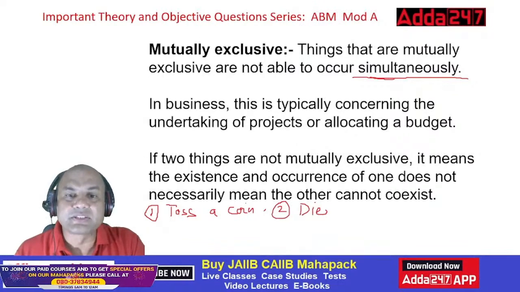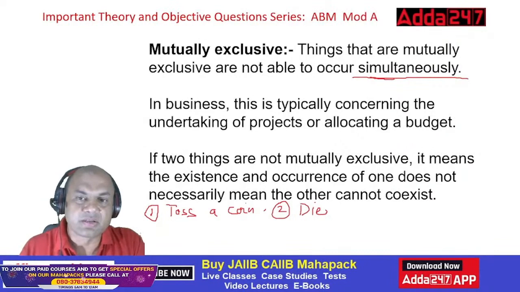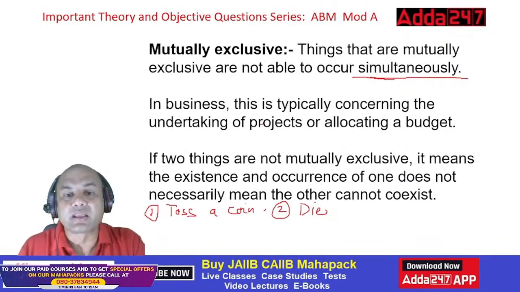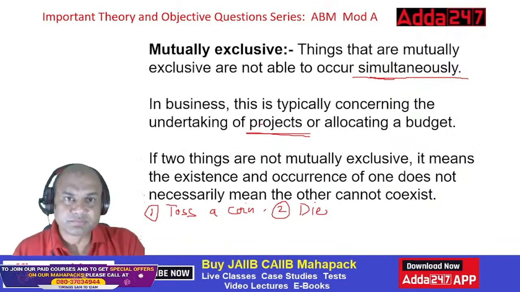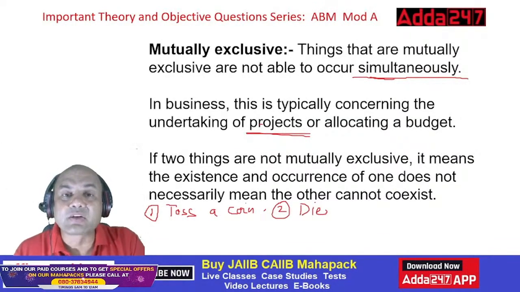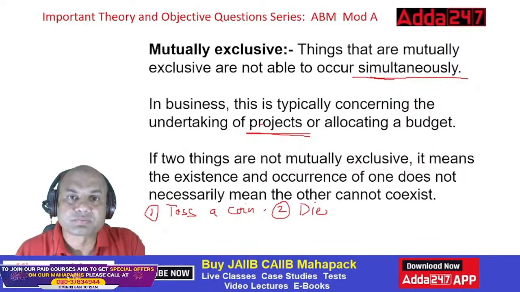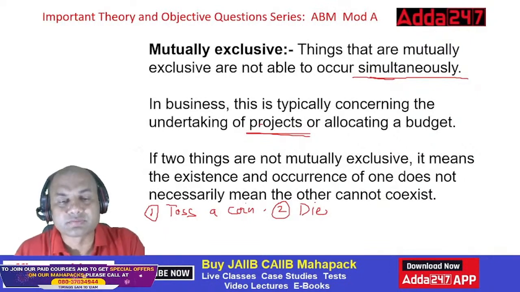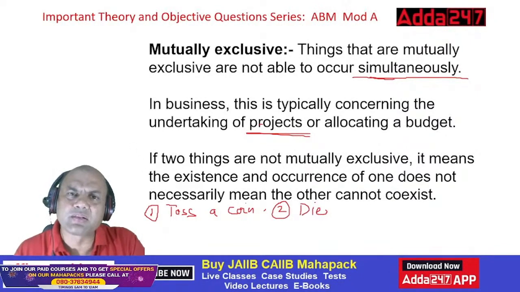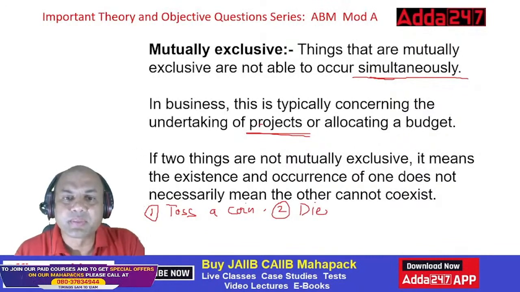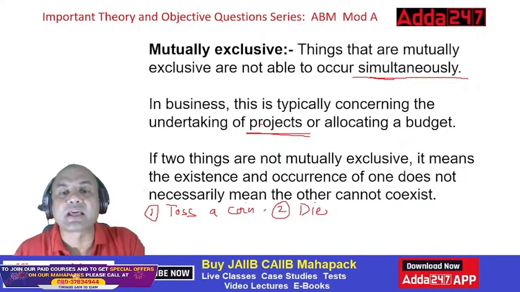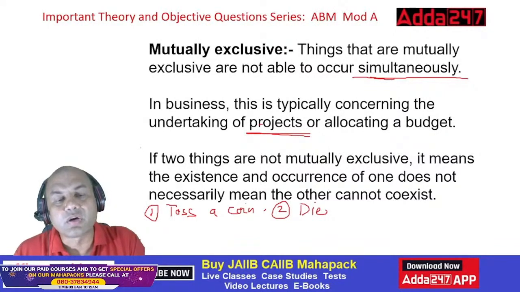In business, this is typically concerning the undertaking of projects or allocating a budget. What does undertaking a project mean? Suppose I undertake a project, either it will succeed or it will fail. It will never be in between. Suppose it gets delayed, then also it's a sort of failure only. I'm not able to do it on time. So undertaking a project gives you mutually exclusive events. Either it will succeed or it will fail.